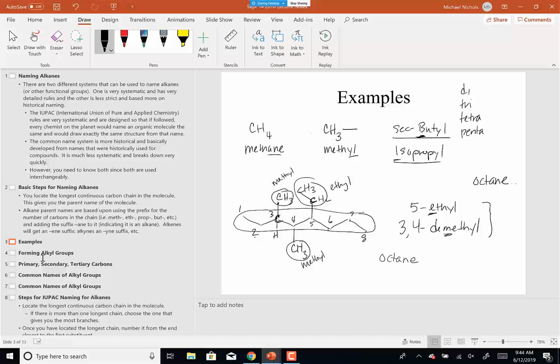Okay, so now which comes first? Now we're back to our problem. It's going to be ethyl based on E, 3,4-dimethyl based on M. So the final name of this is going to be 5-methyl 3,4-dimethyl octane. Without the M. That's good. You caught me right away. So 5-ethyl 3,4-dimethyl octane.